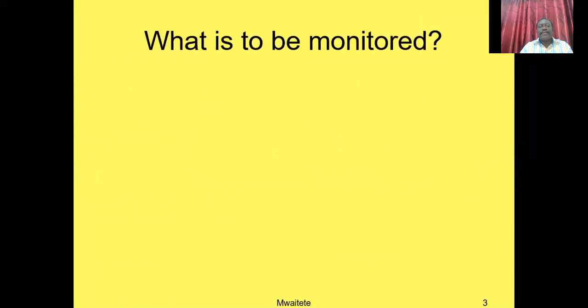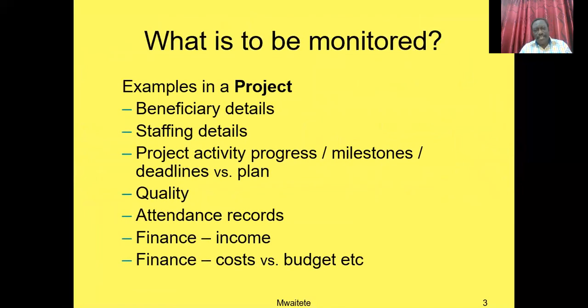What is being monitored in a project? As we have been discussing in the other session, there are so many things that you can monitor. You can monitor beneficiaries' details, staffing details, productivity, and project activities, work in progress. You can monitor the deadlines, the work plans, any type of plans and other milestones that you have. These are supposed to be monitored.